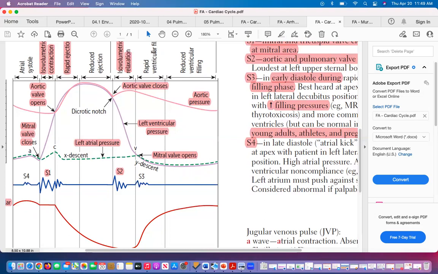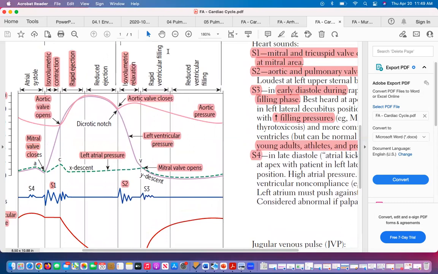So we have the rapid ventricular filling phase and the reduced ventricular filling phase. In both of these phases, the ventricle is filling with blood. And basically, we are in the diastole phase.